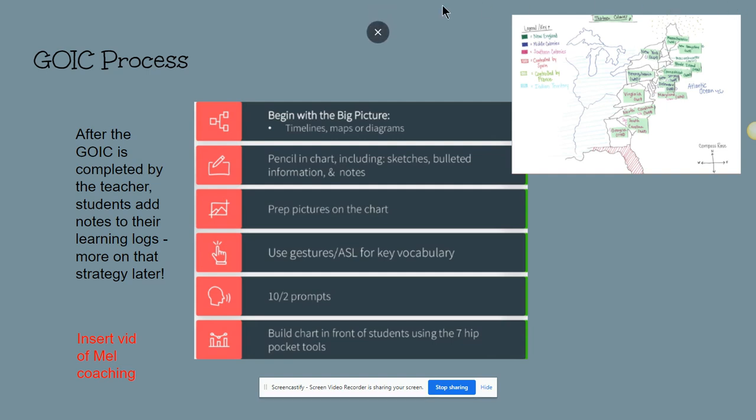And then once you've completed chunks of the GOIC, you'll want to pause and allow students to process that information in either a learning log, which we'll be modeling more about that later, or in any kind of a note-taking system that you use.